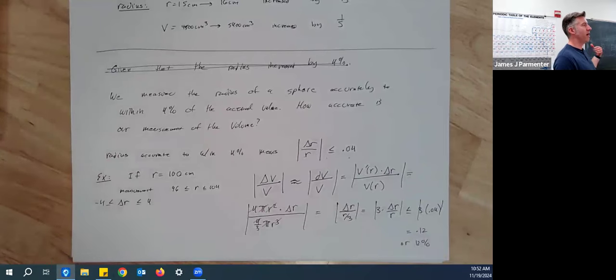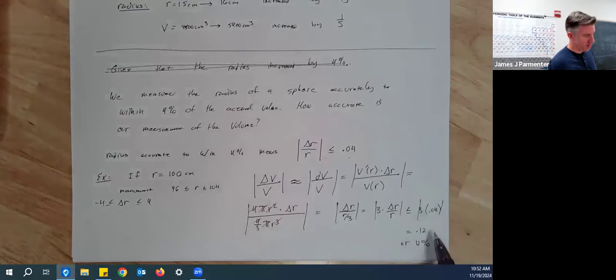So that's a little bit about relative error versus absolute error. The absolute error is just the error in the measurement, whereas the relative error is the amount of error divided by the actual value to start with. And then if you want it as a percentage, you just multiply that by 100. So I would say that the relative error here is 0.12, and then the percentage error is 12%.